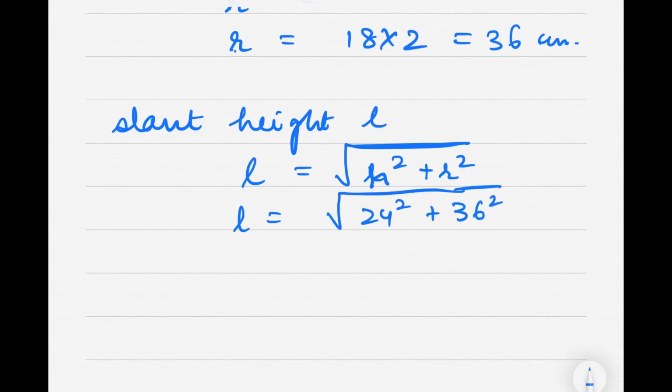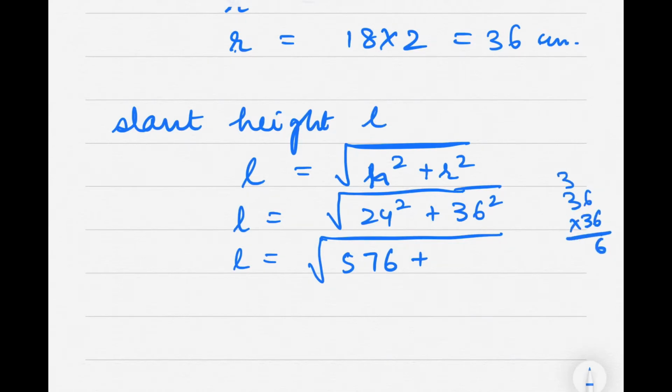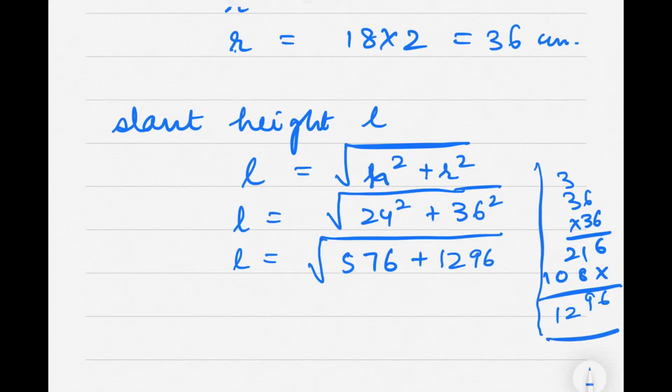Okay, so let me find out. So L I have to find out. So 24 square means how much? 576, right? And 36 square I can find out in my rough work, because 24 I remember. 36 into 36: 6 6s are 36, 18 and 3 is 21, 18 one carry, and 10. So I get 6 9 and 2 1, so 1 2 9 6. Okay, this is my rough work.